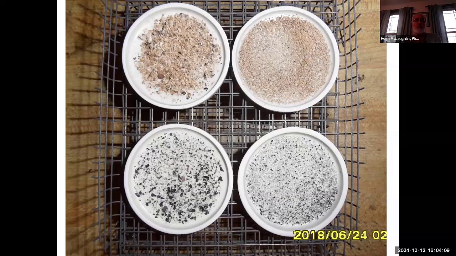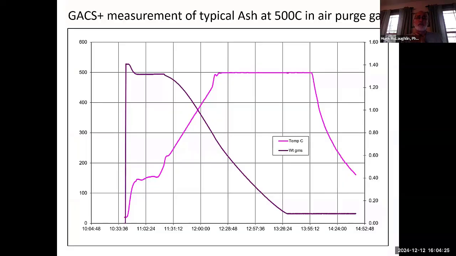It's still almost 1,000 degrees Fahrenheit. It's a very difficult temperature to hold accurately, so a muffle furnace or some other device is intended. And the instrument, which is nicknamed GACS Plus, does go to 500 degrees C.